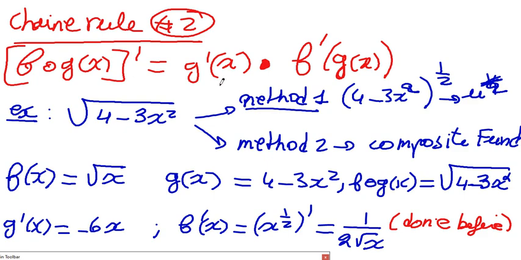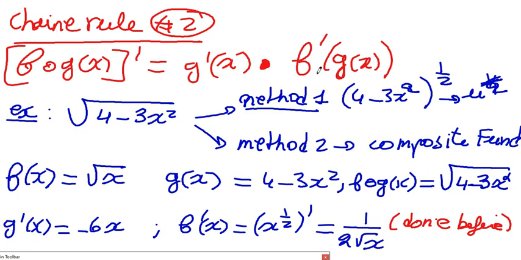Okay, let's do g prime of x. This is g of x. What is g prime of x? It's minus 6x. Excellent. For f prime of g of x, I need to do first f prime of x. F prime of x means I want to do the derivative of x exponent one half. That's why we did it on the first page. So it gives me the answer 1 over 2 radical x.